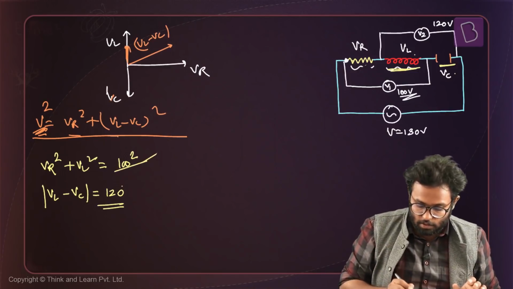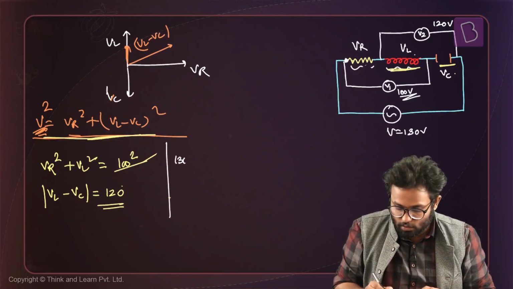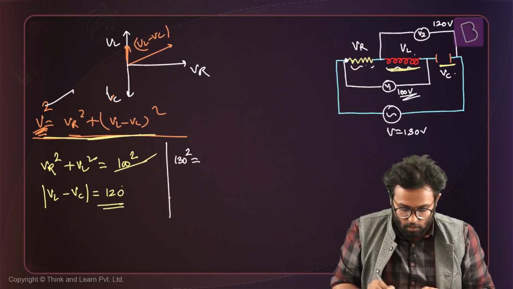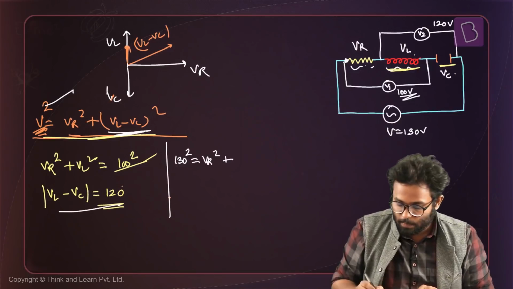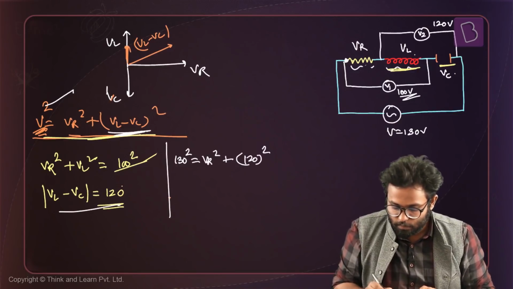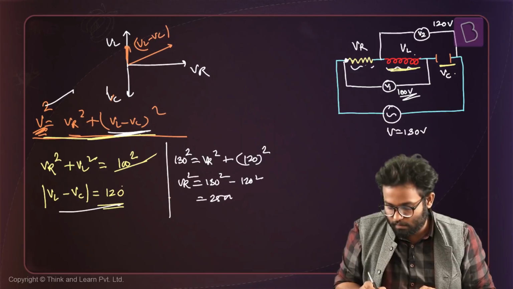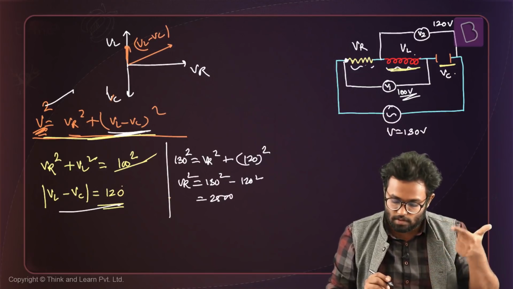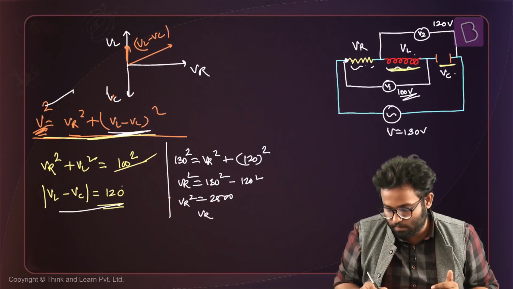I know this equation, and I know V, so 130 squared is equal to VR squared plus VL minus VC whole squared. What is VR? I don't know VR yet, but VL minus VC I already know is 120, so it is 120 squared. So VR squared becomes 130 squared minus 120 squared, which is equal to 2500 if I'm not wrong, because 169 minus 144 is 25. So VR squared becomes this, and VR becomes 50 volts.